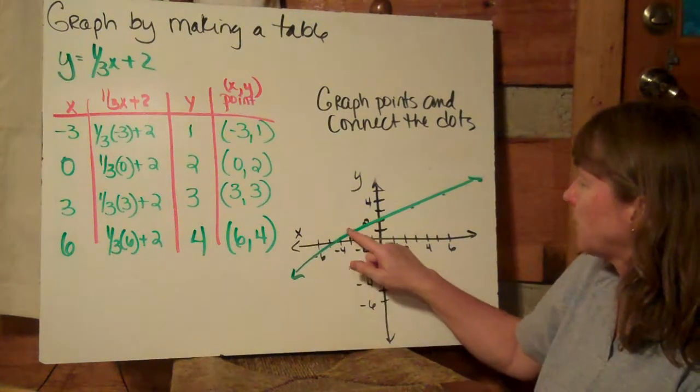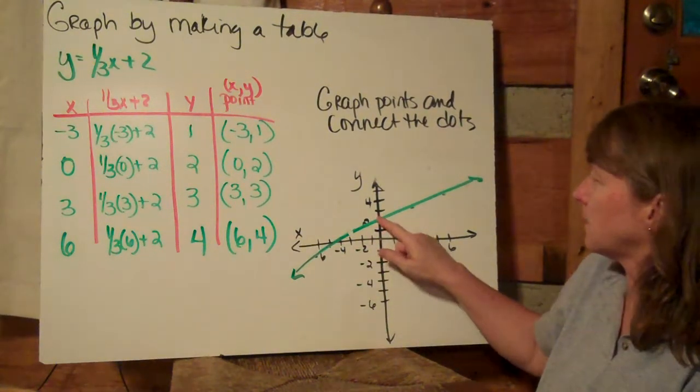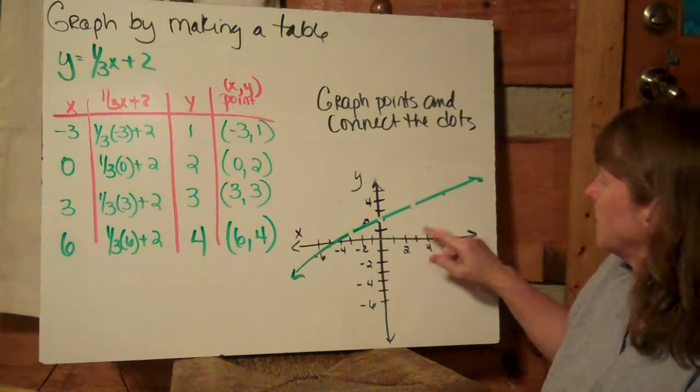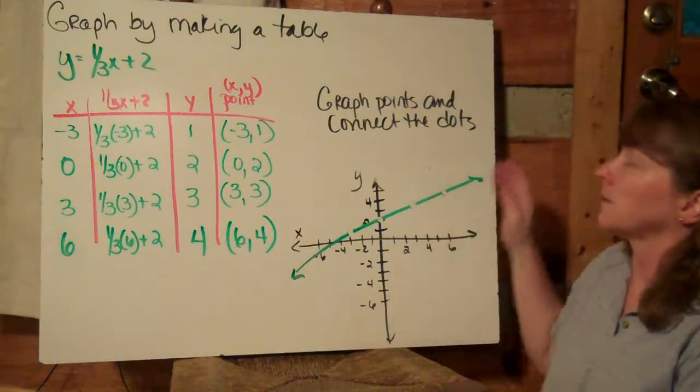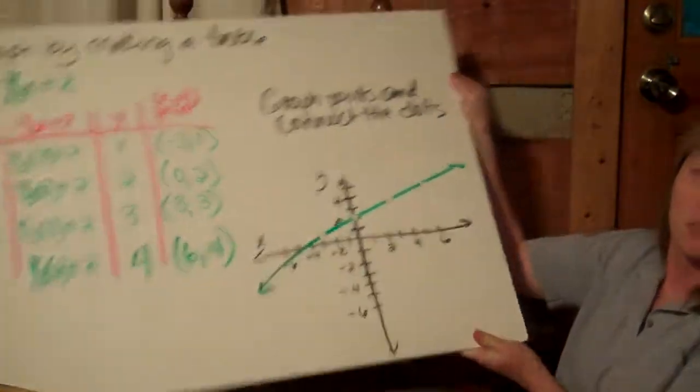Negative 3, 1 is right here. 0, 2 is here. 3, 3 is here. 6, 4 is here, and I just connect the dots. And that's how you can do it, okay? We'll look at a few more problems in class.